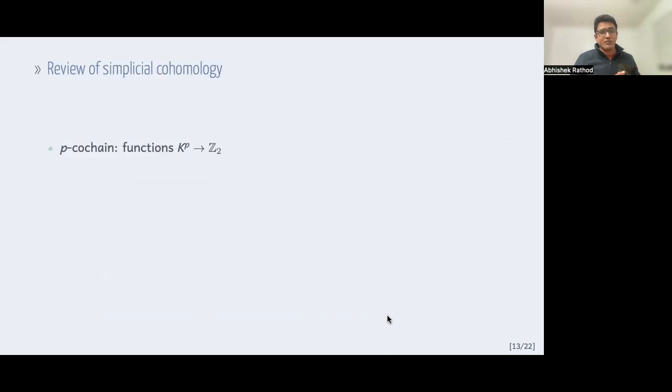So here's my brief review. Once again, suppose you're given a simplicial complex K, and Kp denotes the set of p-simplices of K. Then the p-cochains are simply the functions going from Kp to Z2. Since we are working with Z2 coefficients, p-cochains can be equivalently viewed as subsets of Kp.